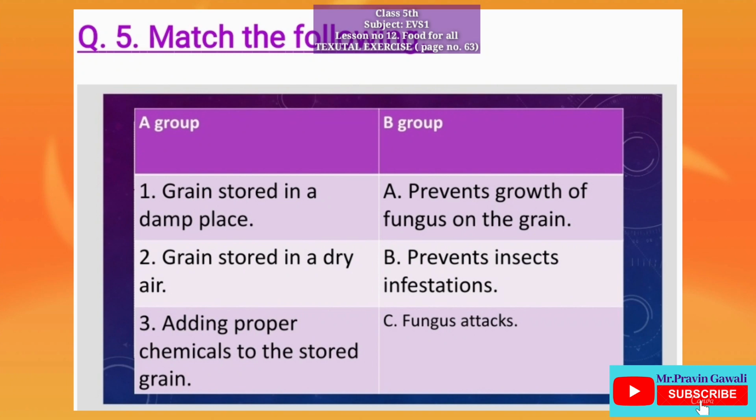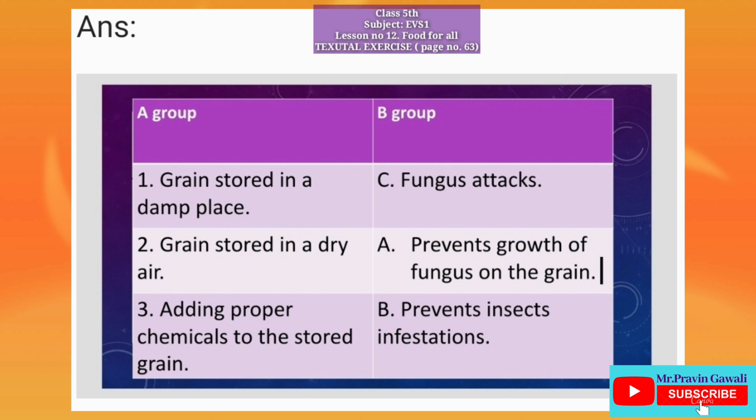Question number 5. Match the following. Group A and Group B. In Group A, 1. Grain stored in a damp place. 2. Grain stored in a dry air. 3. Adding proper chemicals to the stored grain. Now, the options in Group B. A. Prevents growth of fungus on the grain. B. Prevents insect infestations. C. Fungus attacks.